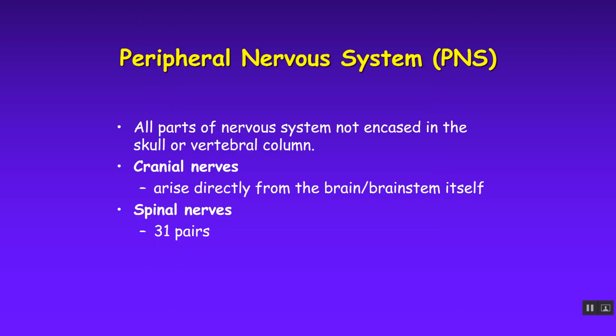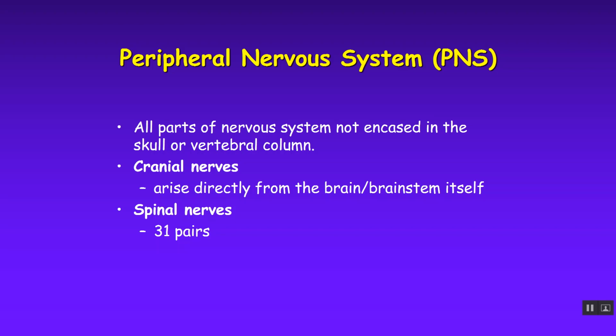Peripheral nervous system. You guys know all about the peripheral nervous system. This is all the parts of the nervous system that aren't encased in the skull or vertebral column, that aren't part of your central nervous system. So once nerves leave the central nervous system, they're peripheral nerves. You have 12 pairs of cranial nerves that are considered peripheral nerves, and then 31 pairs of spinal nerves, your spinal nerve roots and your spinal nerves that come out of the spinal column. That forms your peripheral nervous system.